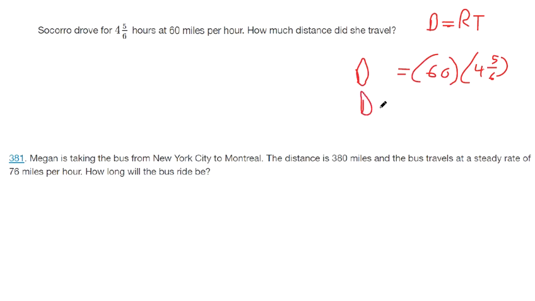In order to multiply these two things though, I guess you could use a decimal approach, but I'm going to convert this to an improper fraction like we've done before. 6 times 4 makes 24. 24 plus 5 makes 29.